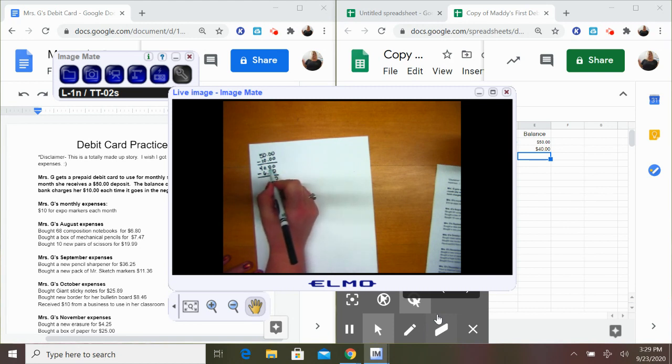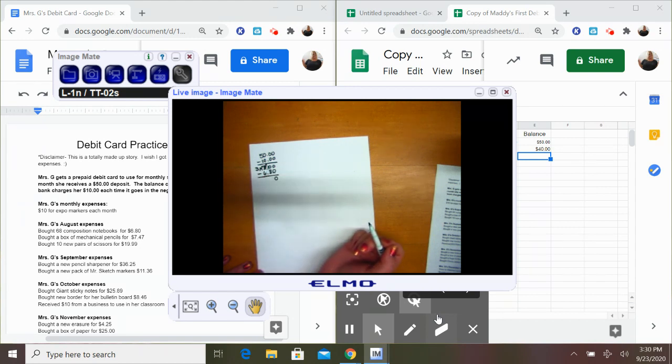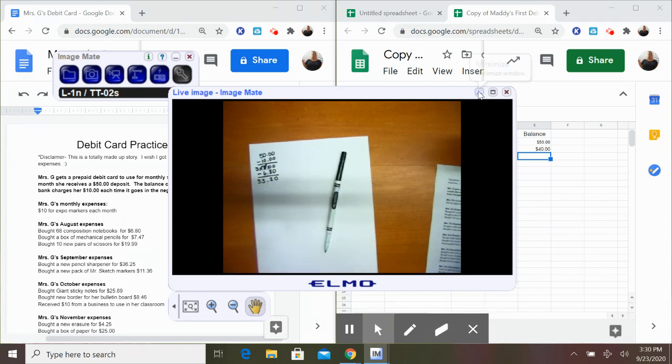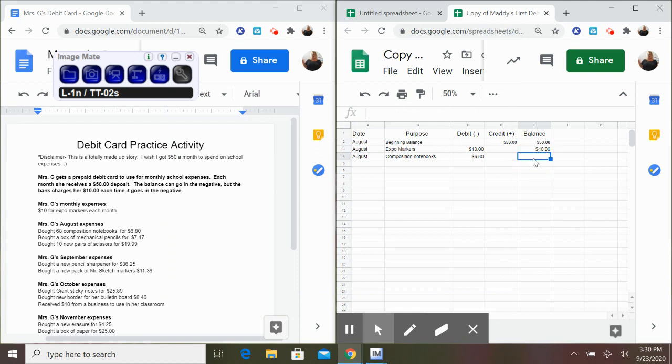I can't take 8 from 0, so I have to go next door. It's also a 0, so I come over here and I make this a 3. This becomes a 10 and then a 9, and then this becomes a 10. 10 minus 8 is 2. 9 minus 6 is 3. And 3 minus 0 is 3. So my new balance is $33.20. So I'm going to write right here $33.20 in my balance.